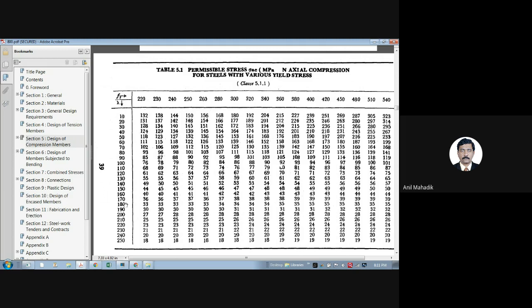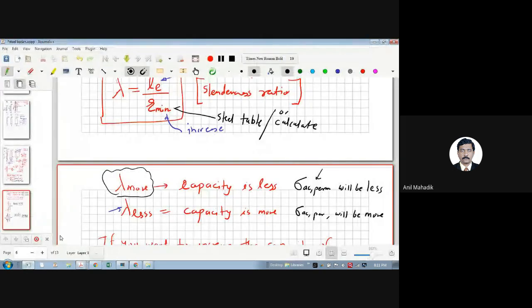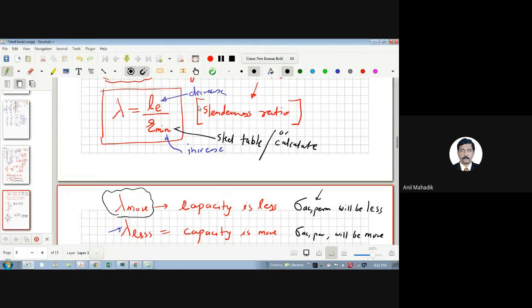And the code is saying don't design members whose slenderness ratio is more than 180. So they have given the upper limit for slenderness ratio, that is 180 here. Beyond this, don't use it. It is better to change the section. All of you know that if you want to reduce the slenderness, what can we do? What can we do if you want to reduce the slenderness? Reduce L or increase r minimum. Yes, so these are the two choices.